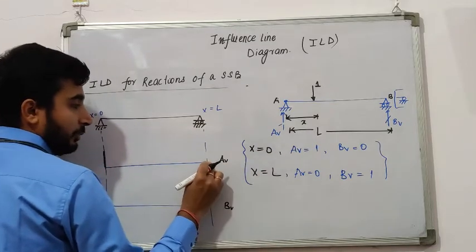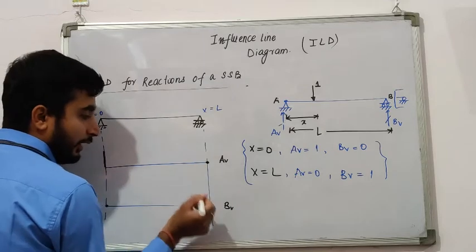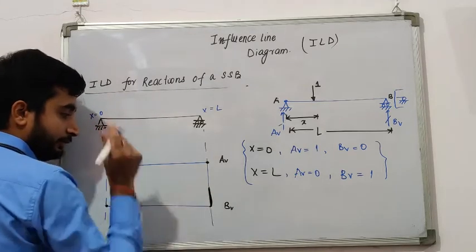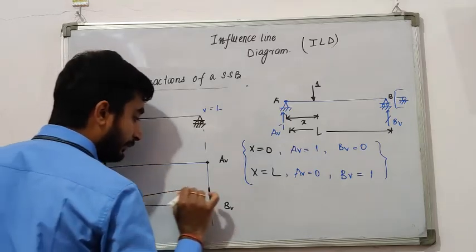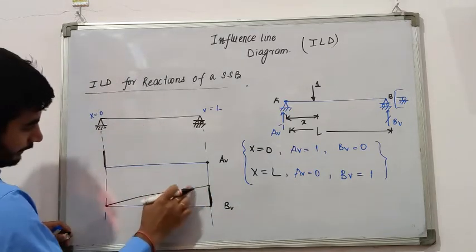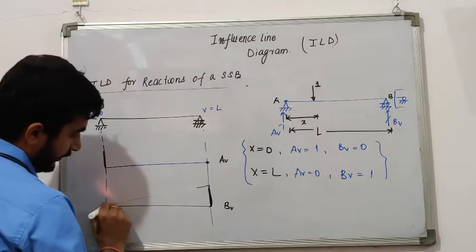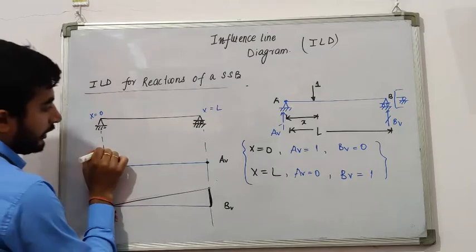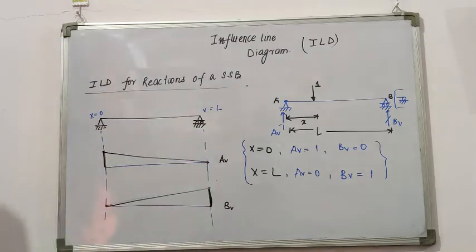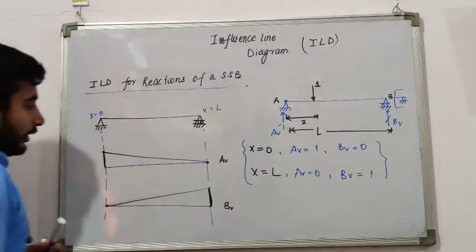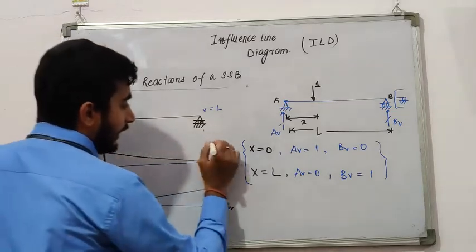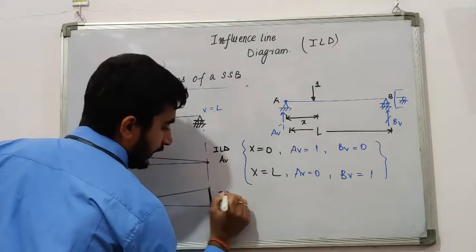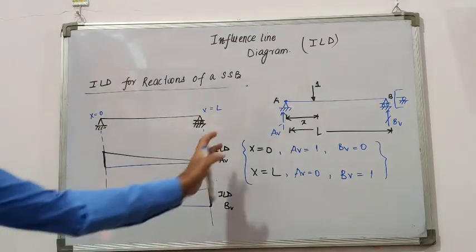For x equal to L, this position, AV has to be 0. And BV has to be 1. So I raise it by 1. If I join it, it's not straight. And if I join it here, so I call these shapes ILD, influence line diagram for AV, and this is influence line diagram for BV. Now we are done with this stuff.